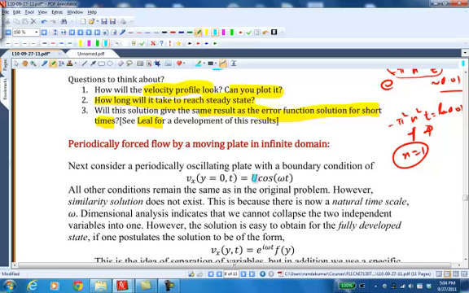In the next class, we will look at what happens when the plate oscillates with a periodic boundary.